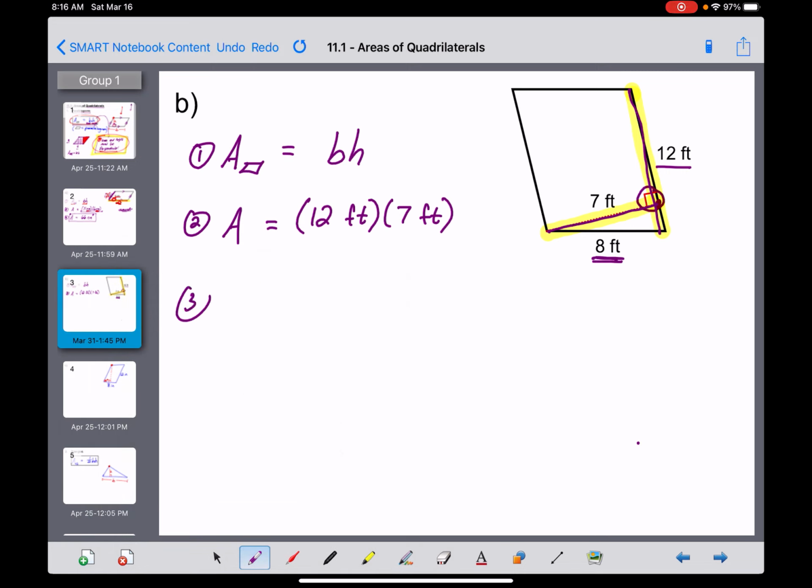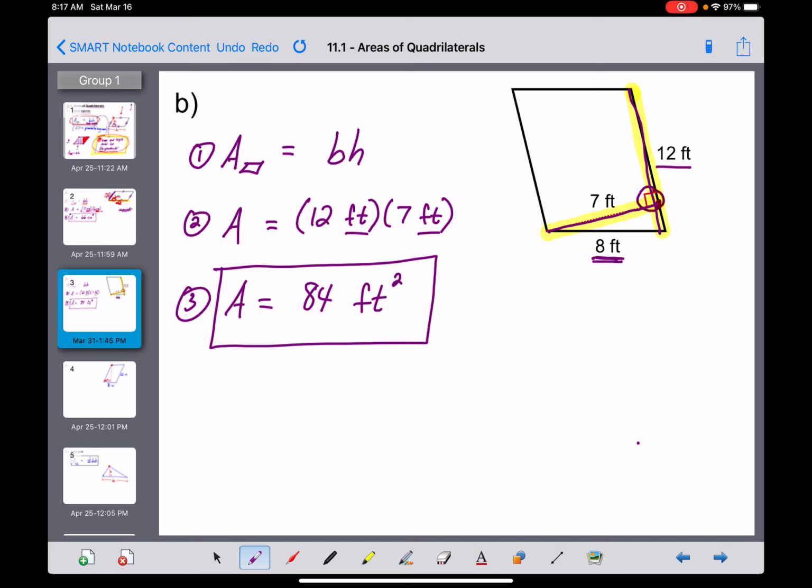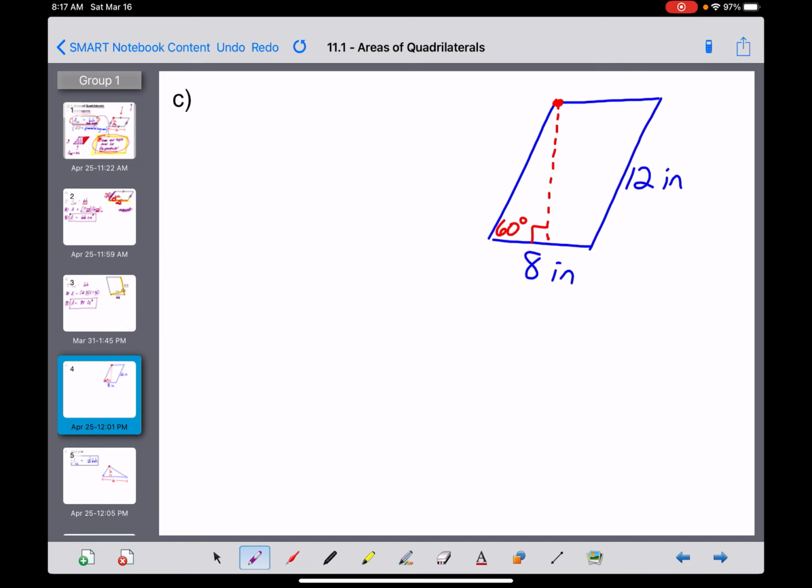So step 3, let's evaluate. Area equals 12 times 7 is going to be 84. Feet times feet is going to get us square feet. Not feet squared, but square feet. And that's the area of that figure. So what I'm hoping to accomplish with this example, guys, is the idea that base doesn't always need to be on the bottom. Height doesn't always need to run straight up and down vertically. They just need to be perpendicular to each other.